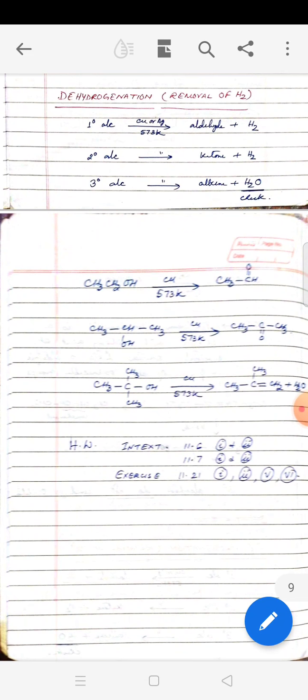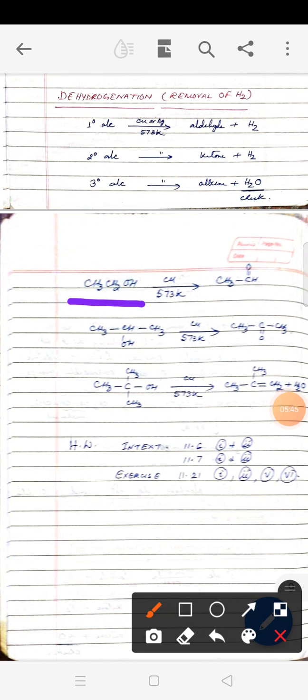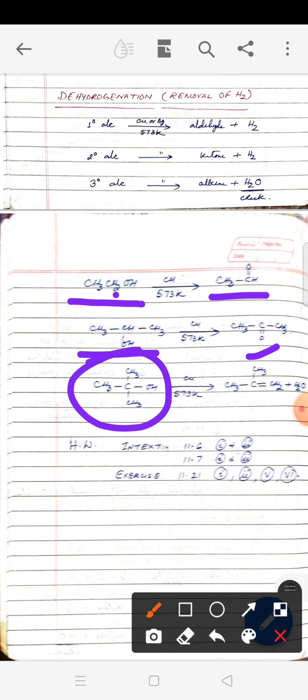CH3CH2OH with copper. Since we have two carbons here, alcohol having two carbons, so the aldehyde formed will have two carbons since it is a primary alcohol. In the second example, we have taken propan-2-ol, which is a secondary alcohol having 3 carbon, so it will form a ketone having 3 carbon. Whereas here we have taken a tertiary alcohol, and you notice the product formed is neither an aldehyde nor a ketone but an alkene. So with this we come to the end of reactions of alcohol.